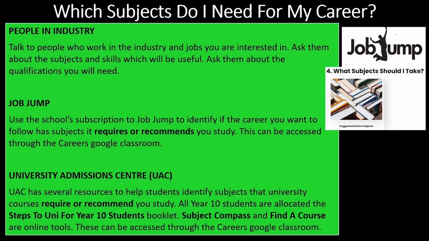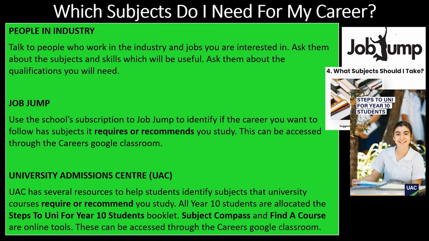The next place you can find out information about courses that you might need to choose in Year 11 and 12 is UAC, the University Admissions Centre. Now, in Term 2, all Year 10 students have access to the Steps to Uni for Year 10 students booklet. It is written for students who are thinking about going to university to help them make that subject selection. Okay, if I'm going into this particular course at university, does it have a prerequisite? Does it have subjects that I must study, or that I would recommend to study to help with that transition? They are in there. Now, if your student still hasn't got that booklet, they're up in the careers office, so please send them up there to get their copy.